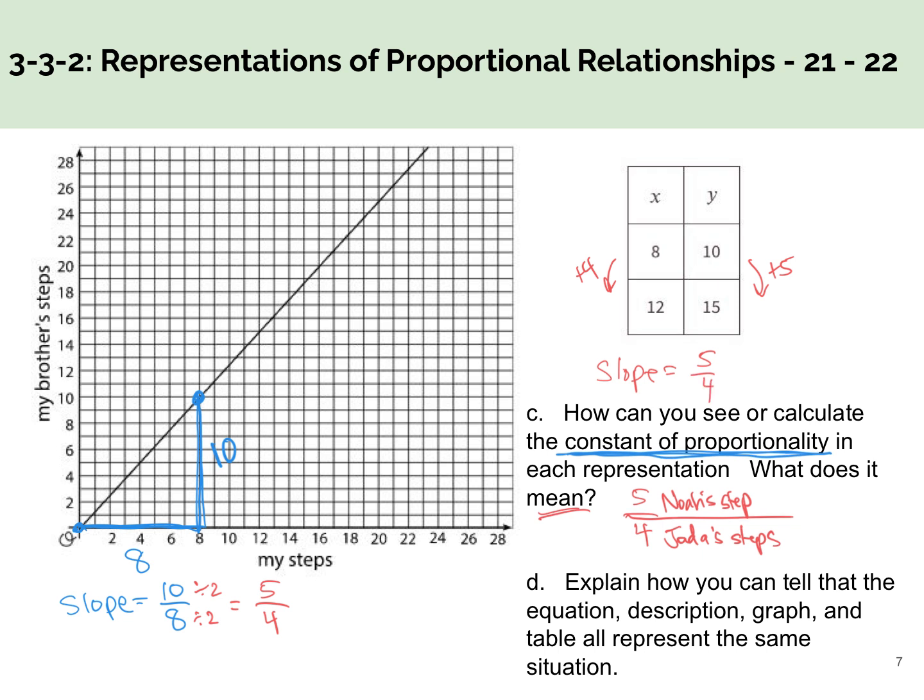So notice how all these things actually come together. The graph and the table and pretty much the story all come together and are actually showing the same kind of thing. Noah and Jada's steps. For every 5 steps Noah goes, Jada only has to do 4.